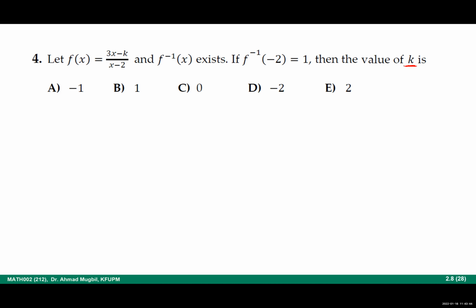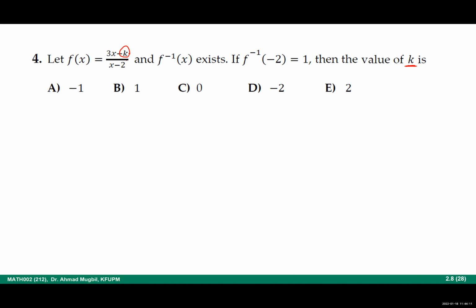Think about it. Try to solve it. He wants the value of this k here. You have the function. It is given that it has an inverse. And the value of the inverse at -2 is 1.